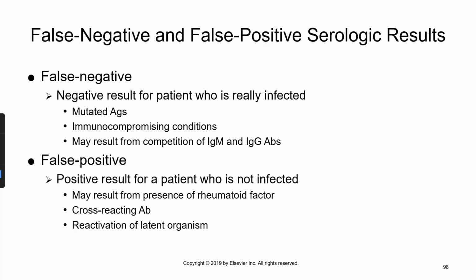False positive is falsely positive. So it's a positive result for a patient that was not infected. This may result from the presence of rheumatoid factor, cross-reacting antibodies, or the reactivation of a latent organism.